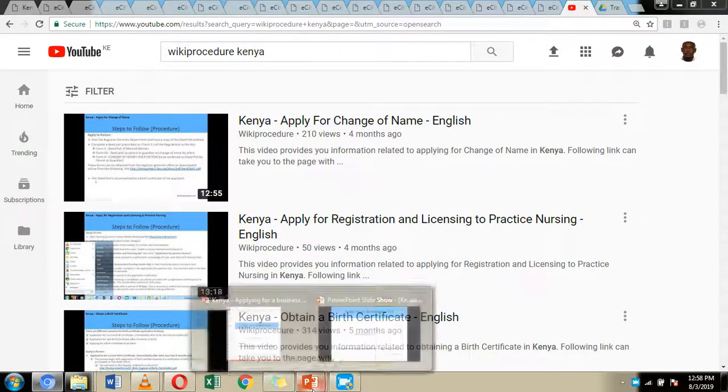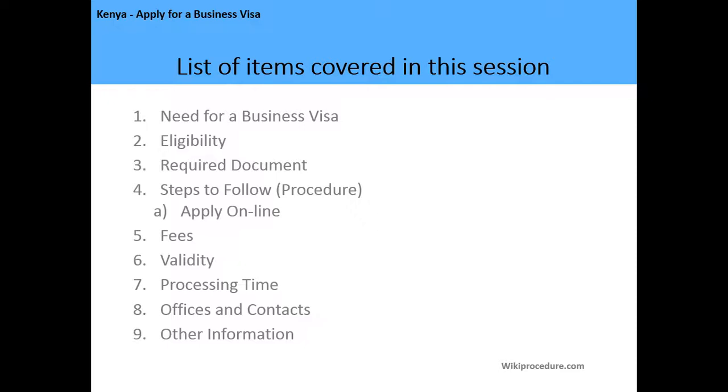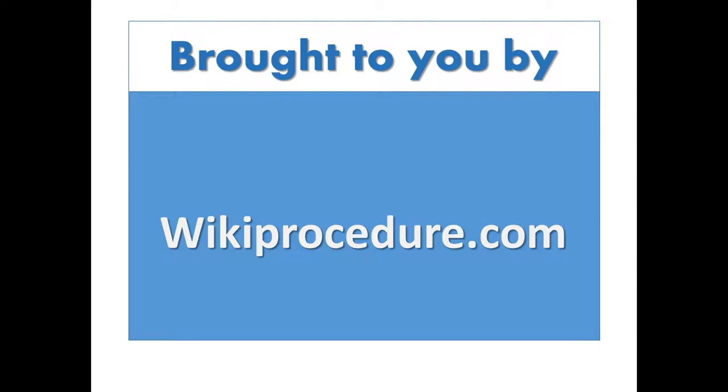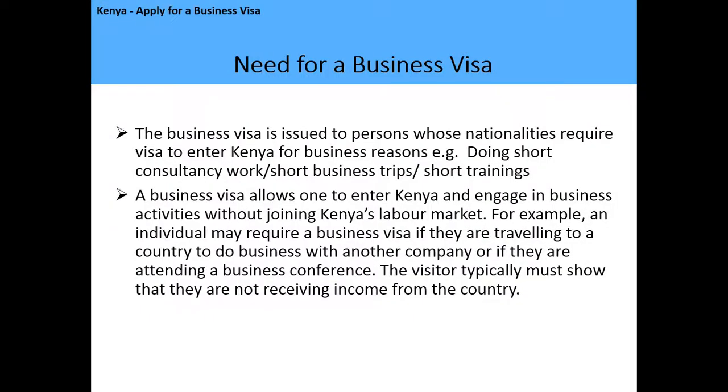So let's get back to our presentation. The list of items which we're going to cover in this session include the need for the business visa, the eligibility criteria, the required documents, steps to follow in making the applications, the fees, validity period, processing time, office location and contact information, and any other information that we may find relevant on how to apply for this business visa in Kenya. So welcome to our presentation today, which is brought to you by wikiprocedure.com.